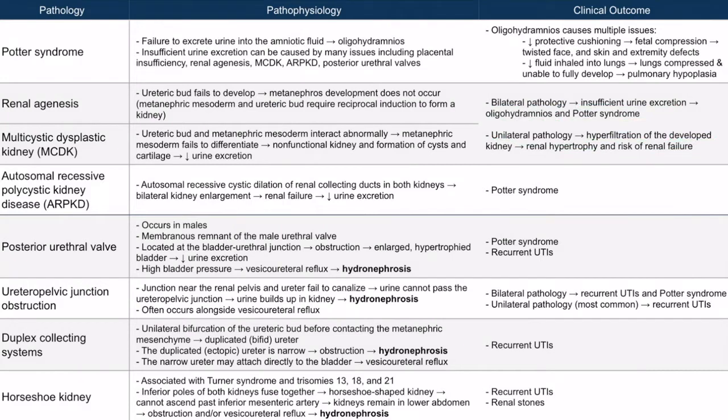Now let's talk about multicystic dysplastic kidney, or MCDK. What happens here is the ureteric bud and the metanephric mesoderm will interact abnormally. This results in the metanephric mesoderm failing to differentiate, which means there's a non-functional kidney that ultimately results in the formation of cysts and cartilage, where there should be functional structures which contribute to filtration. But instead, there's just cartilage and cysts. So this means decreased urine excretion.